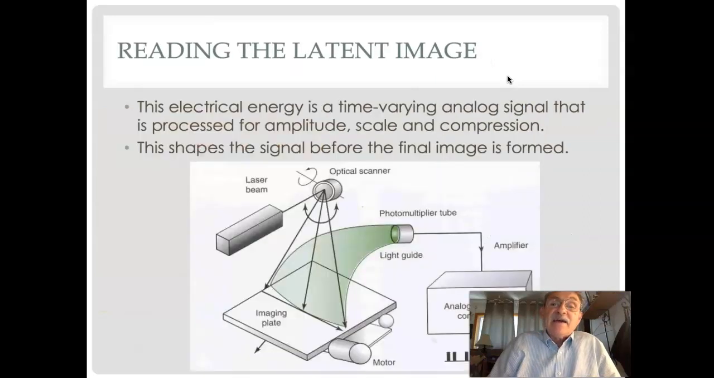Okay? And then the electrical energy is a time-varying analog signal. It's not digital yet. It's an analog signal that's processed for amplitude, for scale, and for compression. And this is all a part of the processing having to do with not yet the lookup table, but we're looking at the signal, and the equipment is making some manipulations to it in order to have the best spatial resolution that we possibly can get. This shapes the signal before the final image is formed.